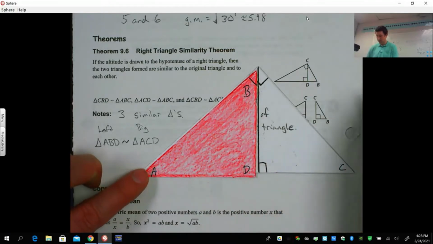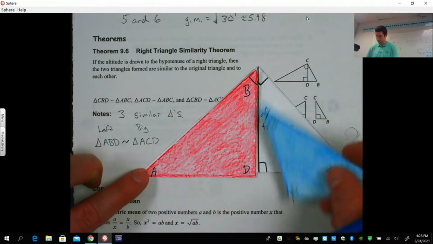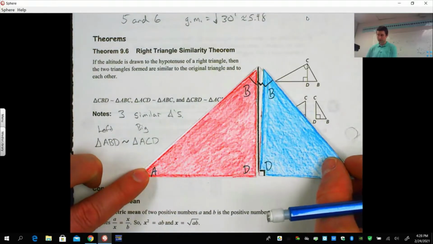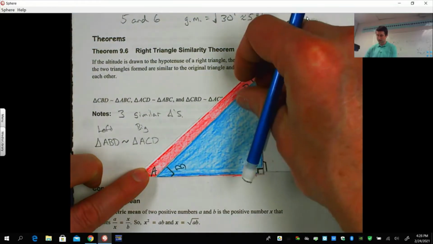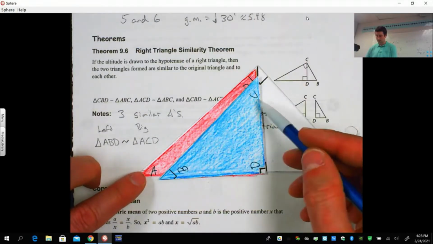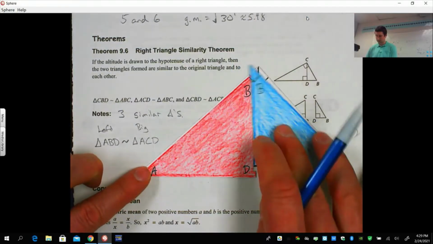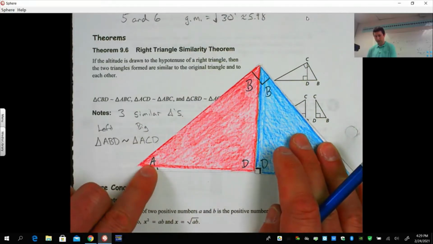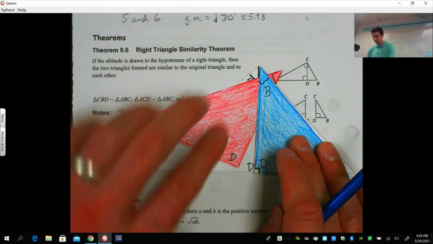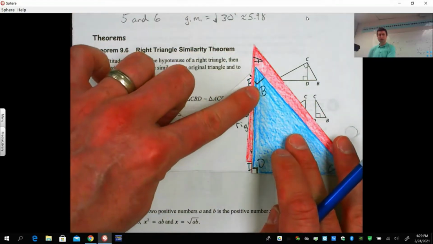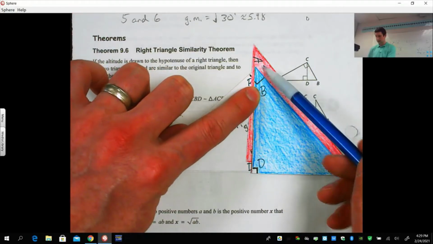Now the final one is this one right here. Now notice this is kind of a rotation. If I take my blue triangle and I rotate it, it matches up with my red triangle. So if I rotate that the other way, I'm starting with angle A. So angle A, when I get to my blue triangle, actually corresponds with angle B up here. So I want ABD.